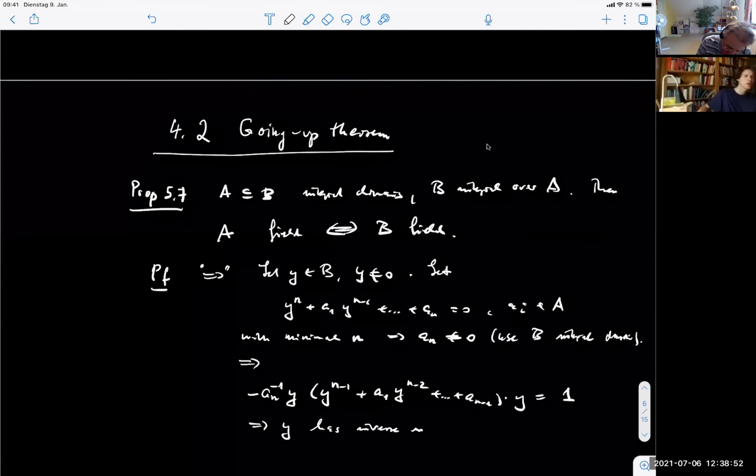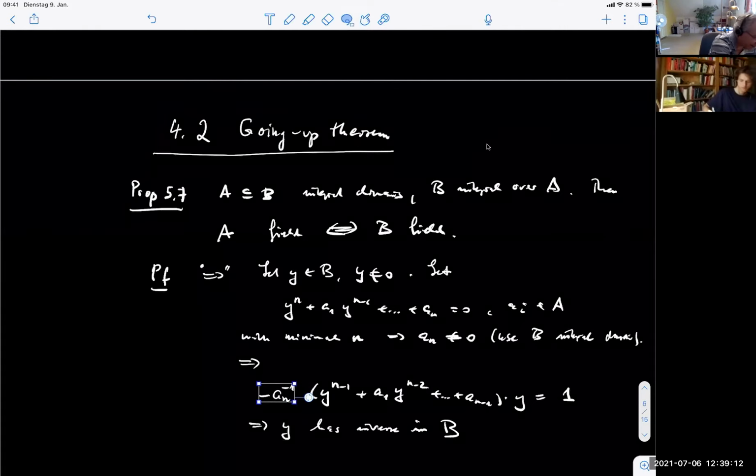Isn't it one y too many? Sorry? You have one y on the left of the bracket and one y on the right. This is in fact, good, you're right. Thank you. There was one too much. Let me also remove it here in my notes. Thanks. I see you can follow.